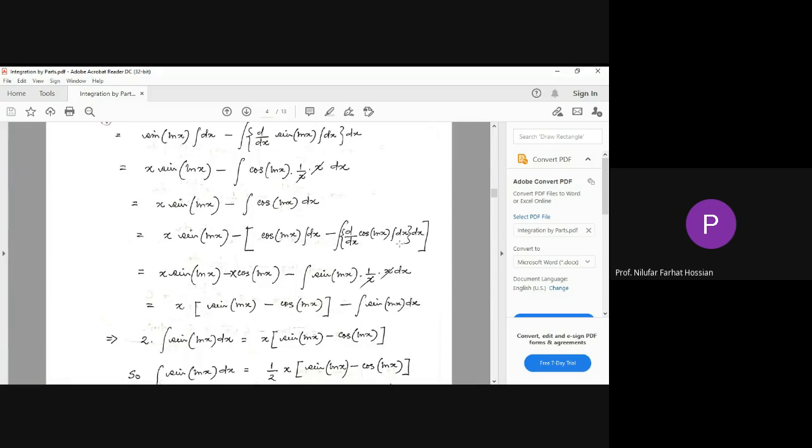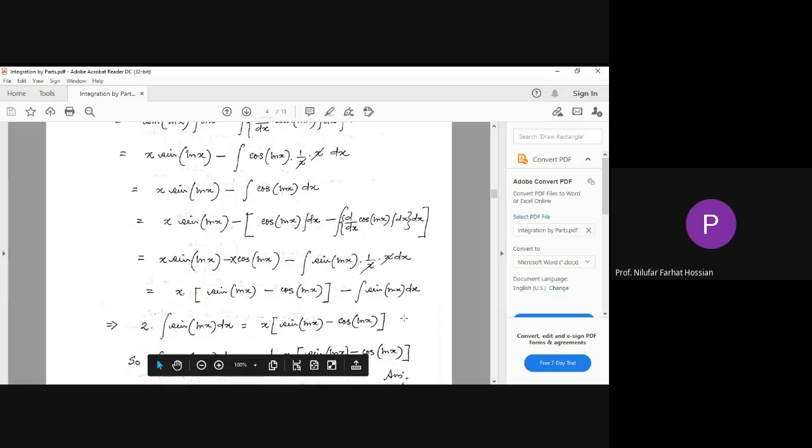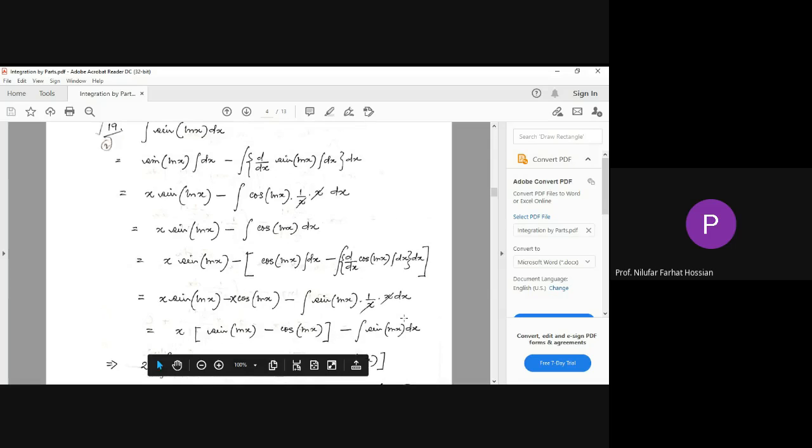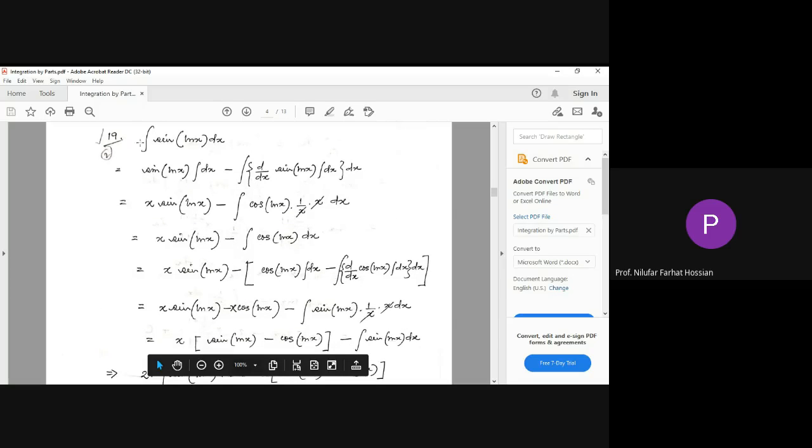And integral of dx gives you x. So again, this x and x cancel out. So what remains here? x into sine of ln x. I have taken x common anyway. x into sine of ln x minus cos of ln x, and this becomes minus integral of sine of ln x dx. So you see, you are getting again the same integration from where you started. You started from this, and you are getting again this.